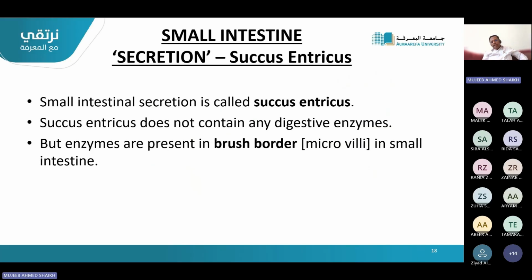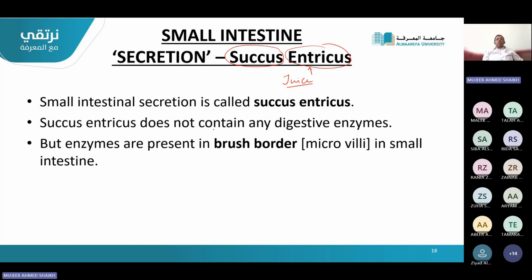So up till now we have seen the motility part. Now we will switch to the secretion. What is the secretory part in the small intestine? As you know, in the stomach, it was the gastric fluid or gastric juice. Again, in the small intestine, there is a small intestinal juice, but this juice is known as succus entericus.